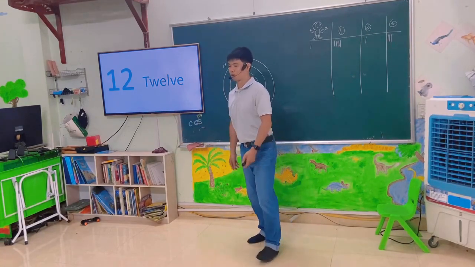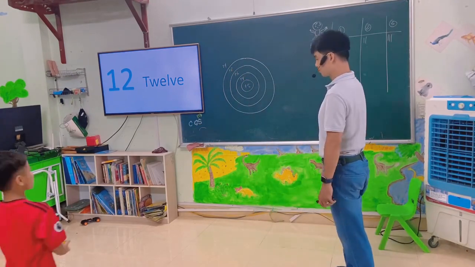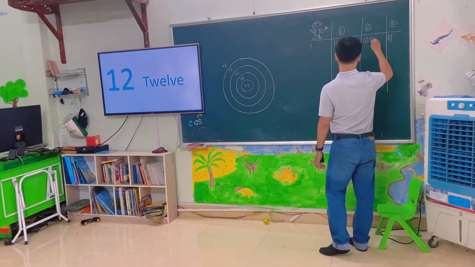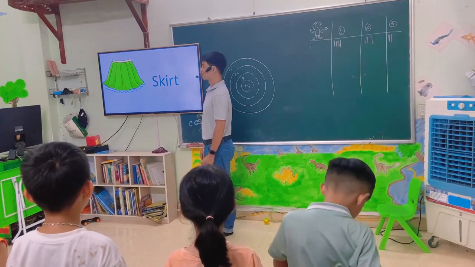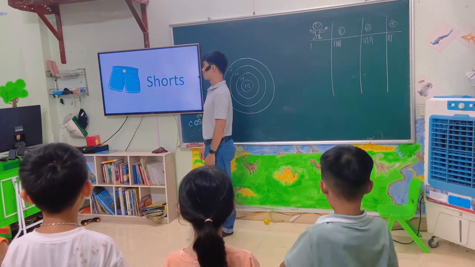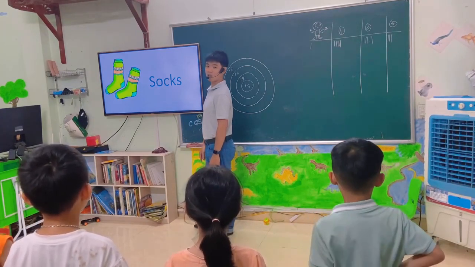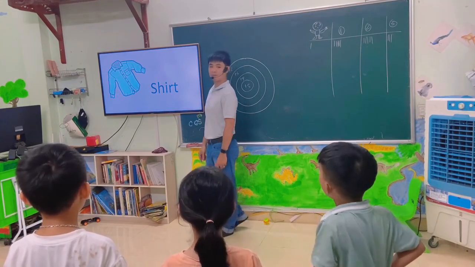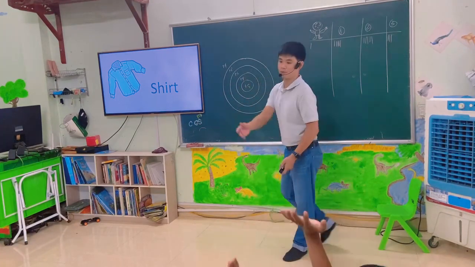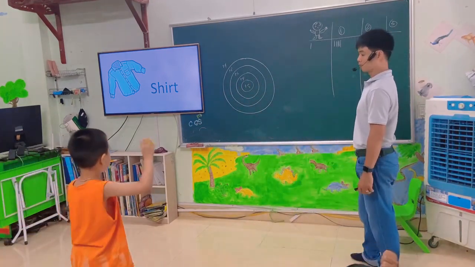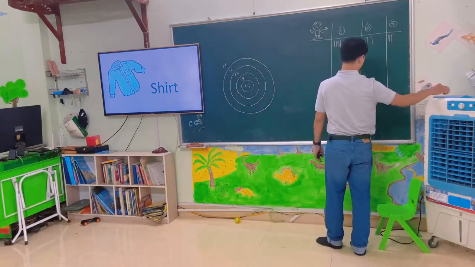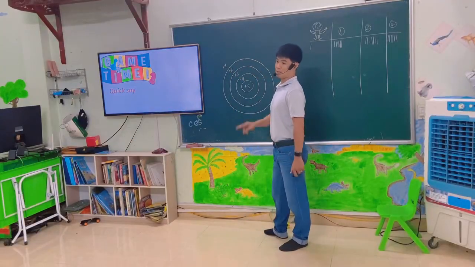I guess for you, the boy. Okay, so three boys. One, two, three. Woo! Skirt. Dress. Shorts. Socks. Shirt. You sit down. Okay, that's it. One point. Now let's come to the next game. Let's see the second game for you.